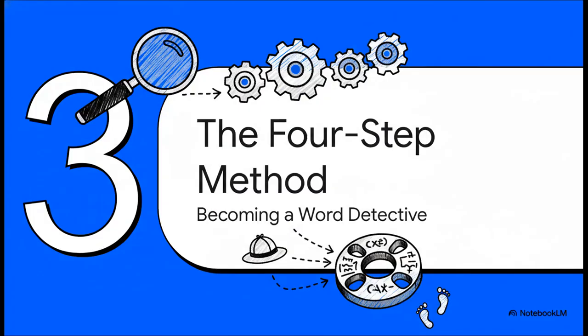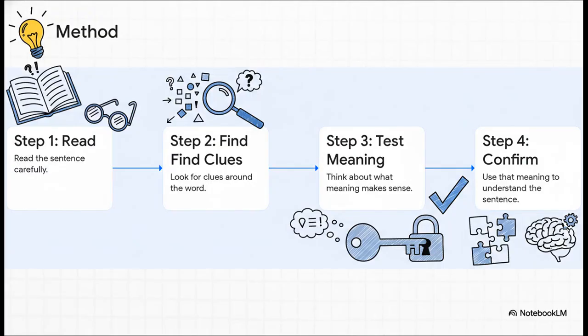Now, using your decoder ring isn't about just taking a wild guess. Oh no. There's a simple, super reliable method to it. I'm going to walk you through a 4-step process that'll turn you into an expert word detective in no time at all. Okay, here it is. 4 easy steps. First, just read the sentence carefully, don't rush it. Second, hunt for clues, any other words that seem connected to your mystery word. Third, you gotta test the meaning. Based on those clues you found, which definition actually makes sense? And finally, step 4, you confirm it. Plug that meaning back into the sentence. If it all clicks together perfectly, you've cracked the case.